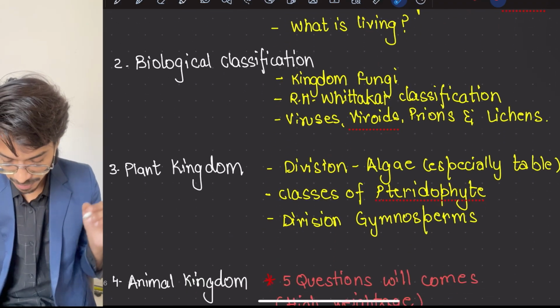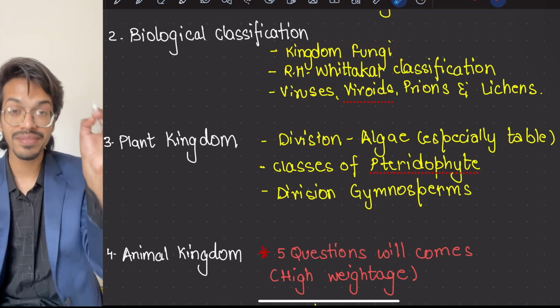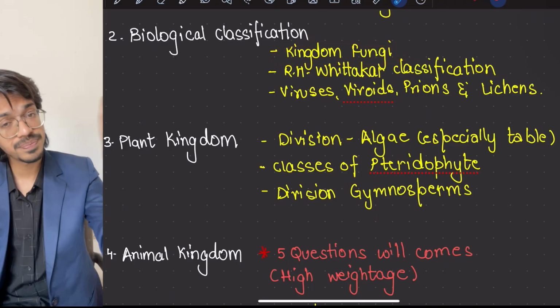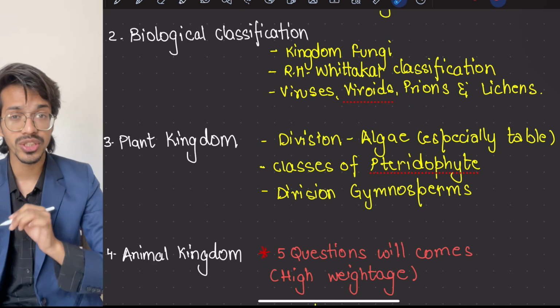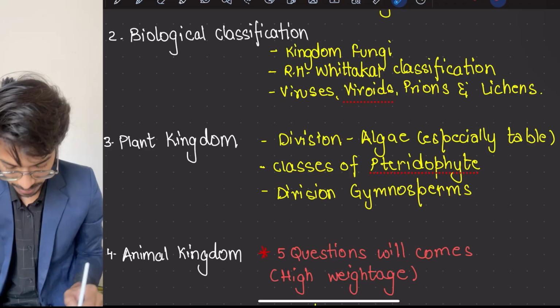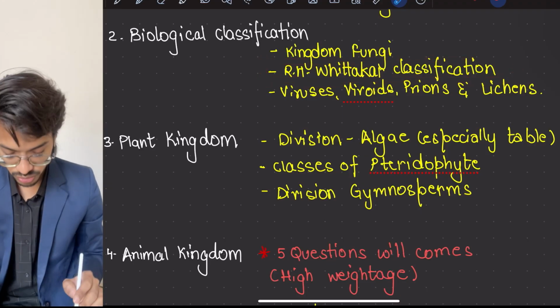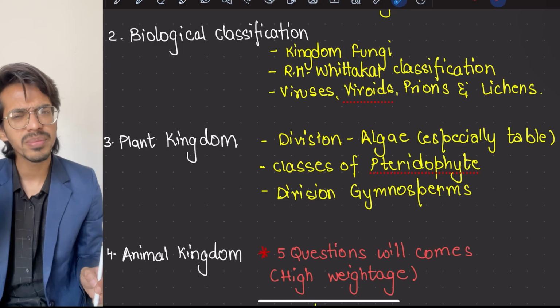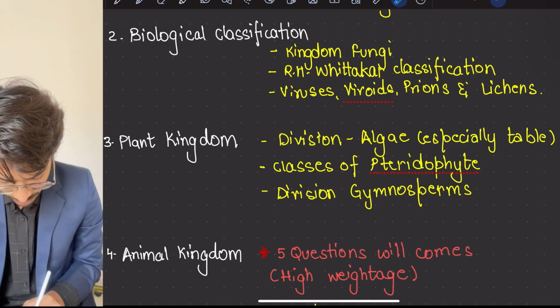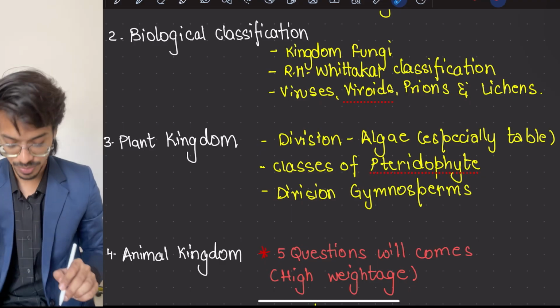Moving on to the next one, Biological Classification. Kingdom Fungi is most important, which we have even covered in our lectures also. Go back and check it out, the second lecture, day 2 of 30 days 30 most important topics. Then R.H. Whittaker classification, the table they will ask you. Tables are very important, from tables only they will ask most of the questions. Virus, viroids, prions and lichens is the third most important topic in it.